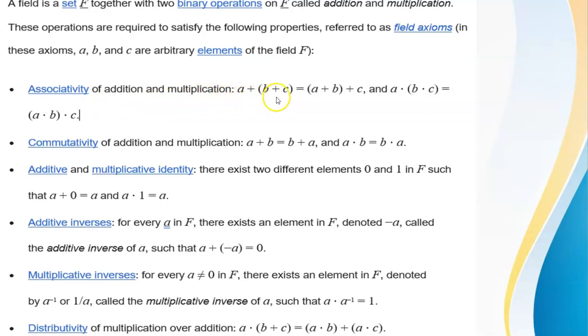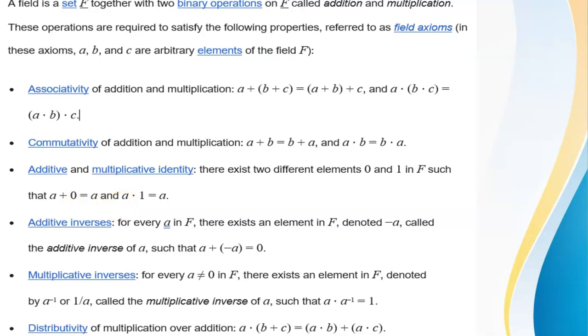(a + b) + c equals a + (b + c), and (a · b) · c equals a · (b · c). Next, commutativity of addition and multiplication: a + b equals b + a, and a · b equals b · a. Next, additive and multiplicative identity. There exist two different elements 0 and 1 in F such that a + 0 equals a and a · 1 equals a.